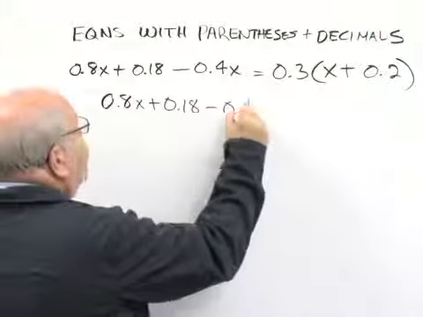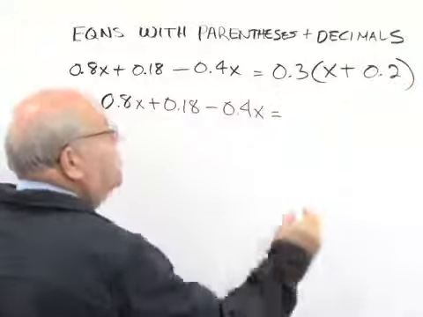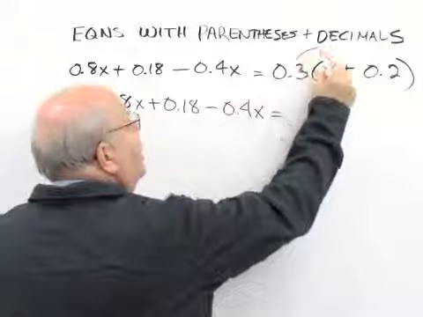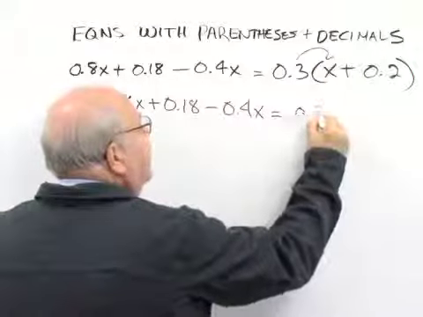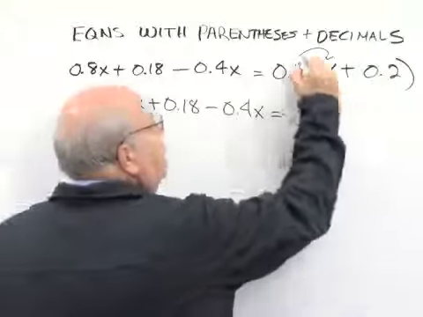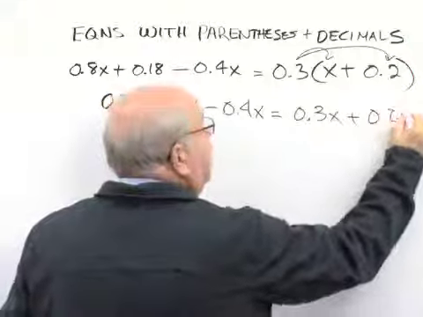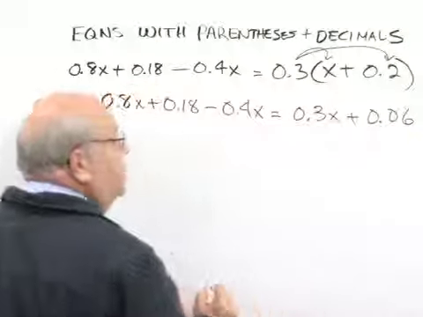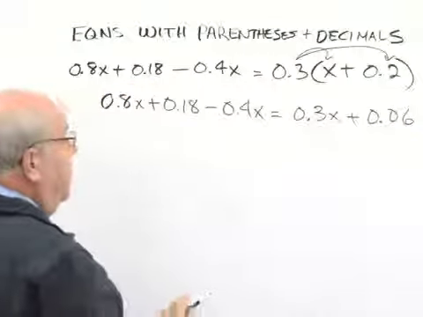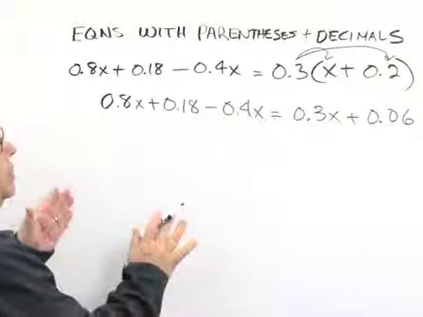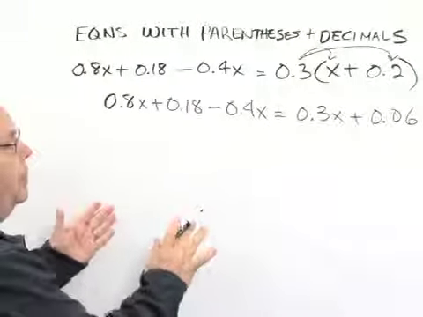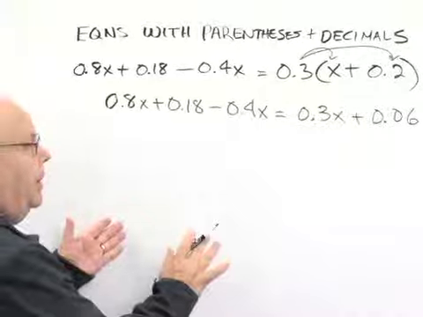on the left-hand side of the equation, but on the right-hand side we're going to multiply 3/10 times x, that would give me 3/10 x, and then 3/10 times 2/10, that will give me 600. So I have to be sure I have the decimal point in the right place. Now, what we're going to do is make this equation much simpler by multiplying everything by 100.